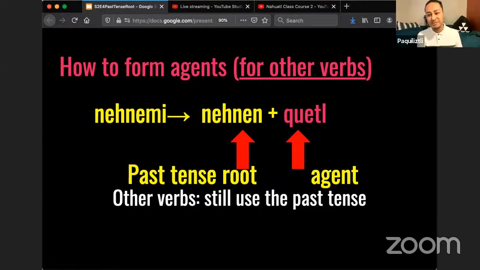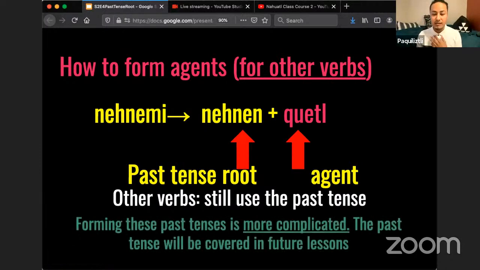That's a huge explanation. But the reason I care is because you can create all these agents. Now, next week, we're going to play around with different verbs, different nouns. We're going to create creative phrases of people who do things. So I kind of want to do it next week. That's why I didn't get too crazy here, but pretty much this is the rule. Yeah, I wrote back then, forming these is more complicated. The past tense will be covered in future lessons.